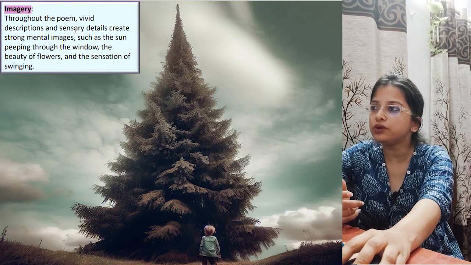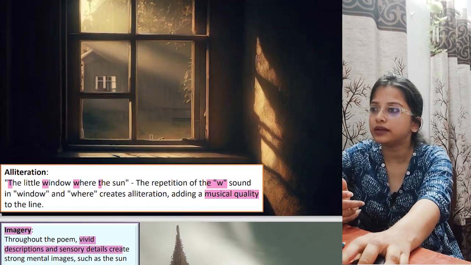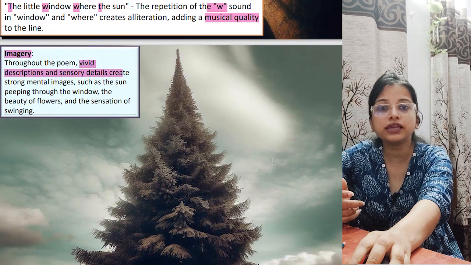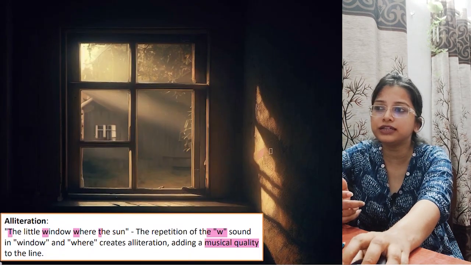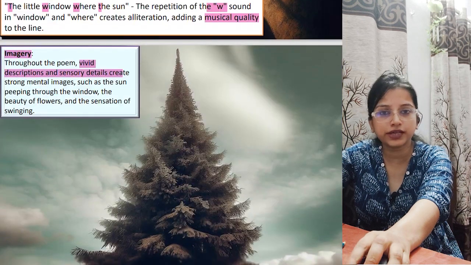So throughout the poem, vivid descriptions and sensory details are given. See this picture, this one, that sun peeping in through the window. Okay, this is also a visual imagery, we can imagine it. How do you think I created this picture? By imagining what the poet is trying to say, right?